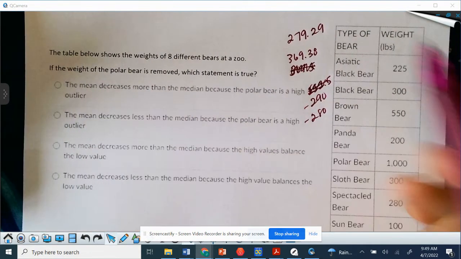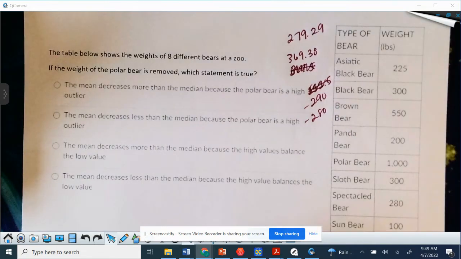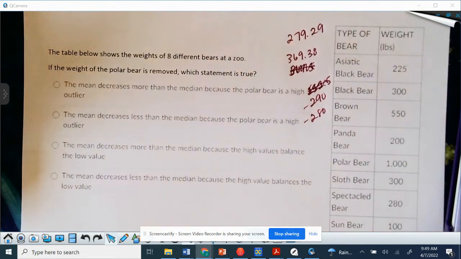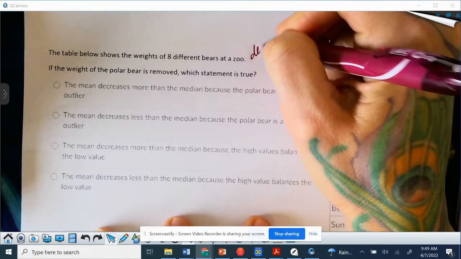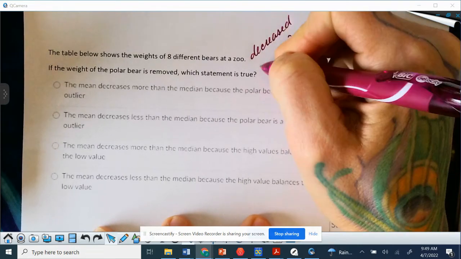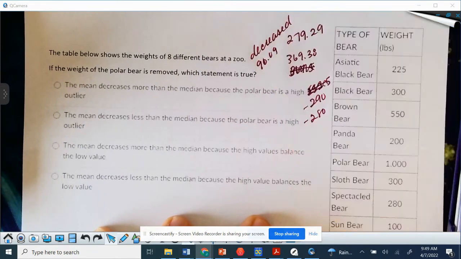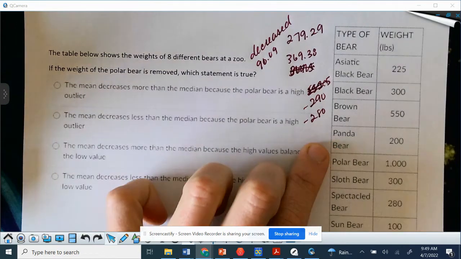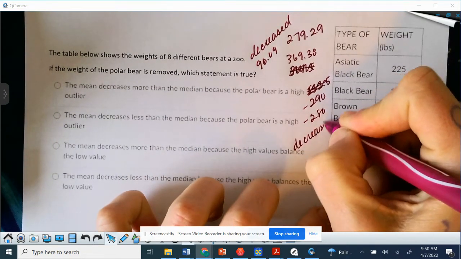So you need to know how much it decreased. So you want to do 369.38 minus 279.29. So the mean decreased 90.09 with these numbers. And then the median decreased 10.